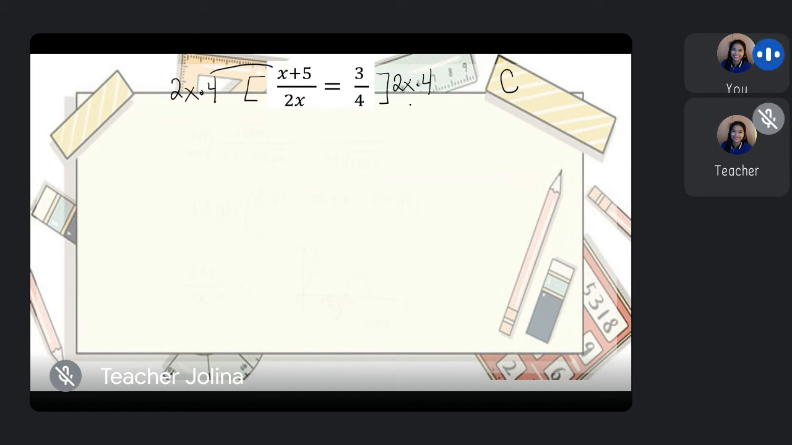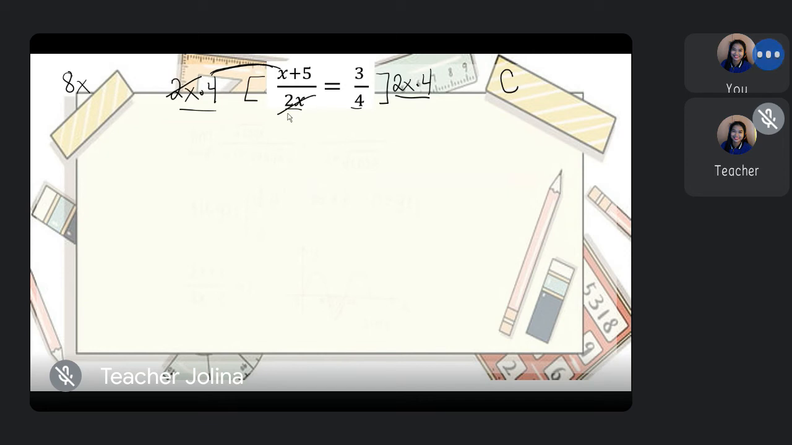Saan galing po yung 2x multiplied to 4? Yan po yung LCD ni 2x at saka ni 4. So hindi ko na siya ginawang 2x times 4 is 8x para mas madali nating makita ano yung pwede nating i-cancel. And pag na-cancel kasi natin, makikita na agad natin kung ano yung result or ano yung maiiwan dyan. Okay? So we have 2x multiplied to 4. That is the LCD. 2x multiplied to 4, multiply natin sa left side. So ang matitira po dyan is 2x at saka 2x ay makakancel kasi same naman sila ng term, that is equivalent to 1.